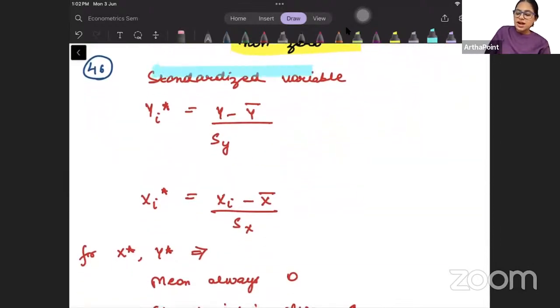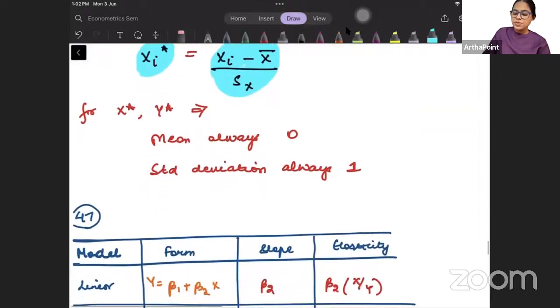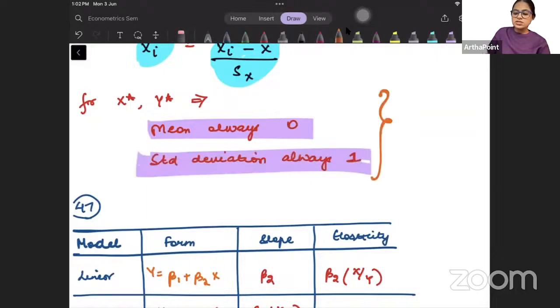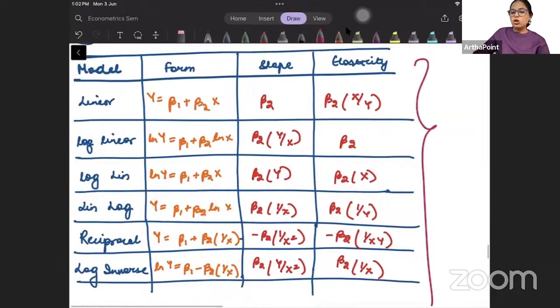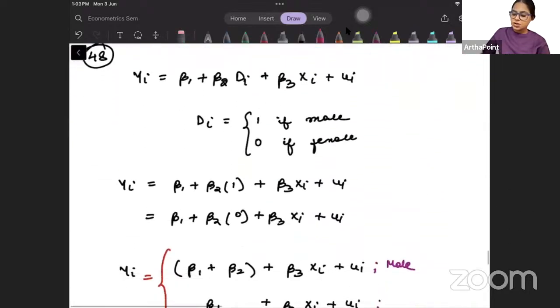Now let's talk about standardized variable. अगर हम किसी भी variable से mean subtract करेंगे and we will divide by standard deviation, we will get a standardized variable. Subtract mean, divide by standard deviation, get the standardized variable. The mean of a standardized variable is always 0 and the standard deviation of a standardized variable is always 1. Okay, revise this table beta. All of you will have this PDF. Please isko revise kar lena. Just revise this table.